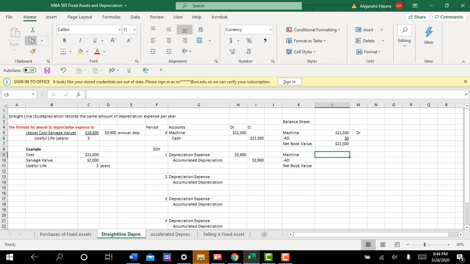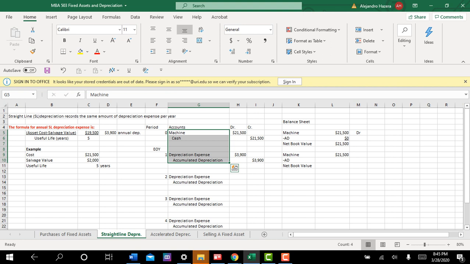Now at the end of year 1, notice here's a major rule: your machine account is still 21,500. So I just said it's equal to 21,500. And how can I say that the machine account hasn't changed? Because if you look at these first two entries, there's only one entry to the machine account.